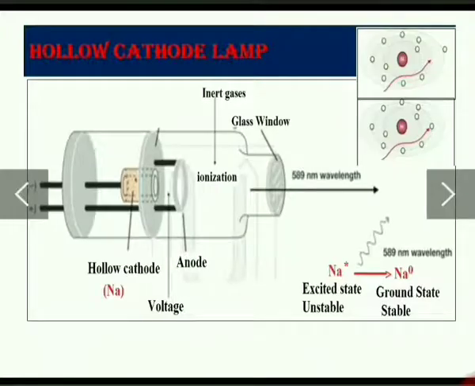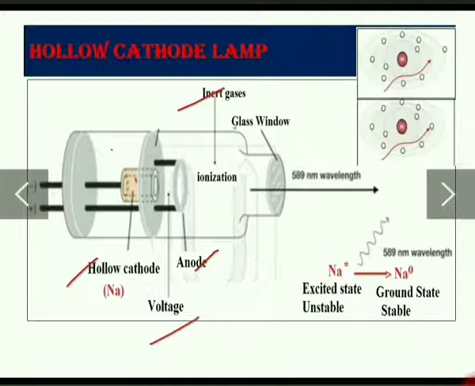This hollow cathode lamp consists of a cathode and an anode. The cathode is usually made up of the metal of interest. Metal of interest means, suppose you want to estimate the sodium content in the sample, the cathode should be sodium. If you want to estimate calcium, the cathode should be calcium. If you want to estimate copper, then the cathode should be copper. The anode is made up of tungsten, and this chamber should be filled with inert gases.